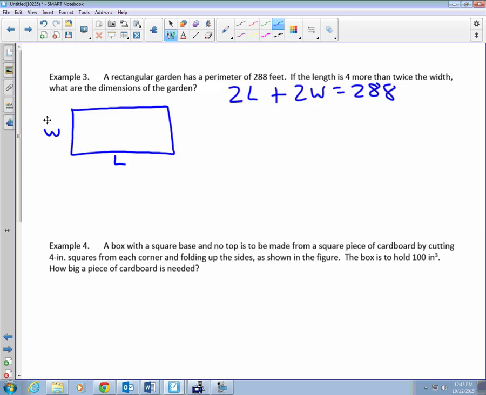So she's got the formula, but we got 2 variables, and therefore we need 2 equations. 2 unknowns needs 2 equations. 3 unknowns needs 3 equations. 4 unknowns needs 4 equations. We got 2, so we need another equation.